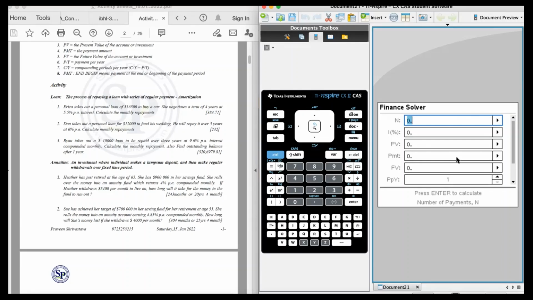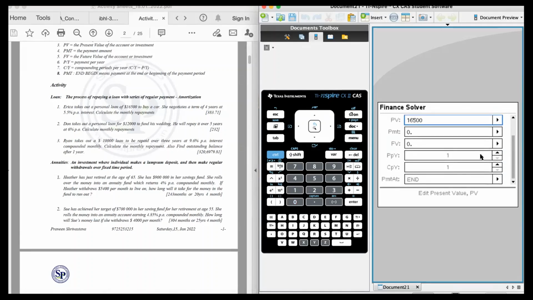So first thing, they have given the personal loan. Now the number of years we are supposed to write in terms of months only. So 4 years, you can write here 4 times 12. The rate of interest given here is 5.5. Then the present value, that would be 16,500. Future value would be 0.